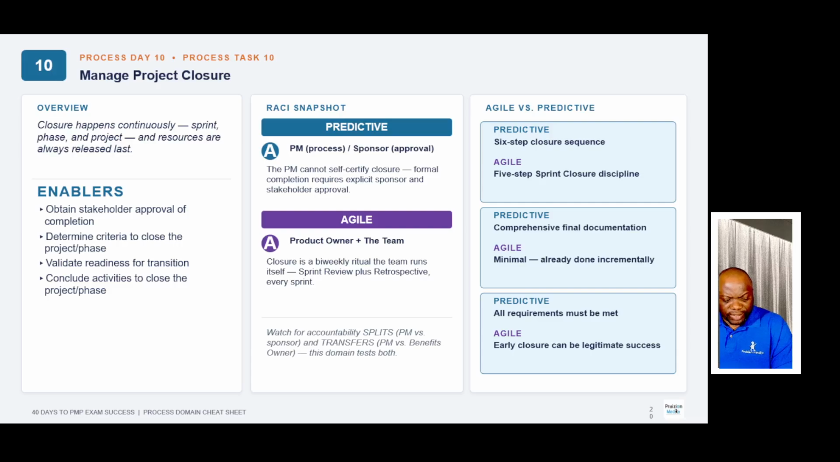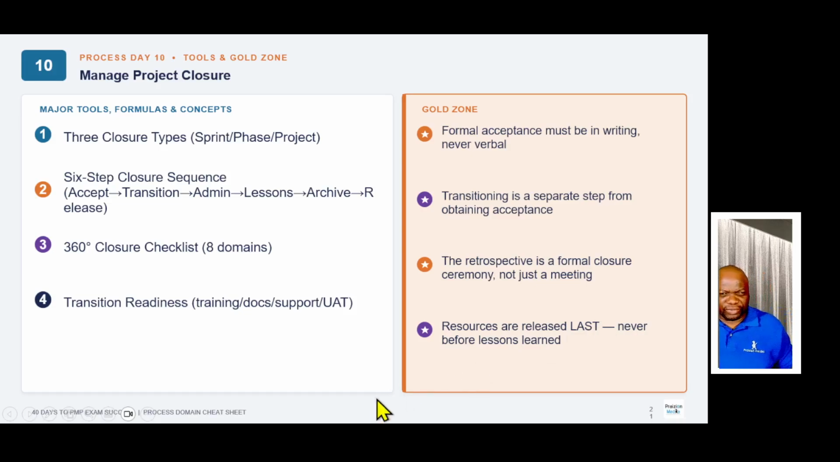So it really depends on where you are, but the PMI is big on you understanding what it means to close a project. So those of you taking your exam in the next few days, understand formal acceptance must be in writing. Transitioning is a separate step from obtaining acceptance, transitioning the product to the customer, or the result, whatever it is. The retrospective is a formal closure ceremony, not just a meeting. And understand that the resources are released last in the world of predictive, never before the lessons learned. Always get what you're looking for from the team.